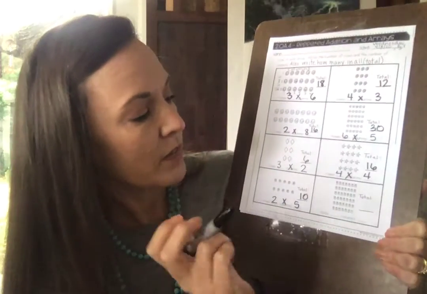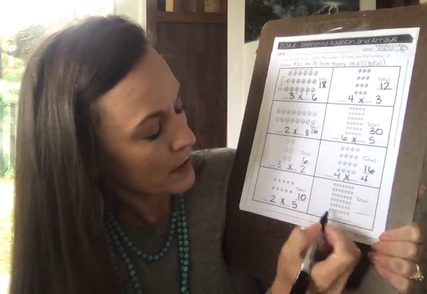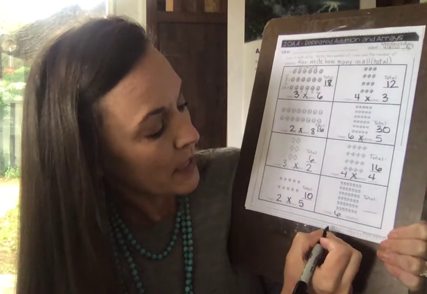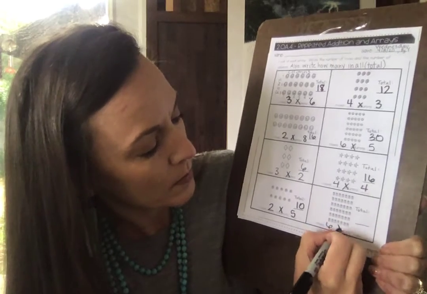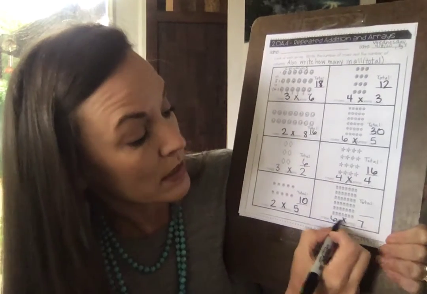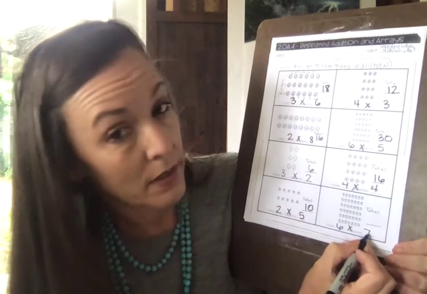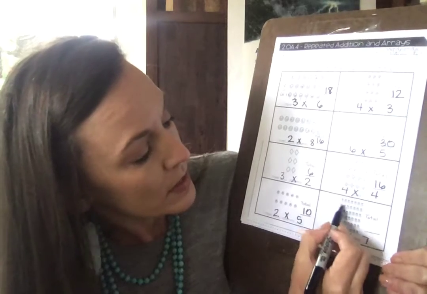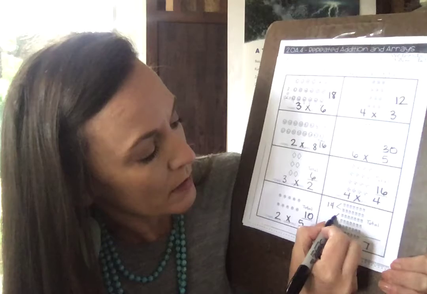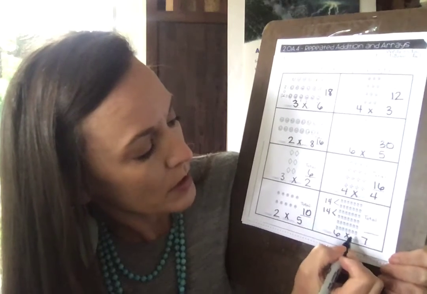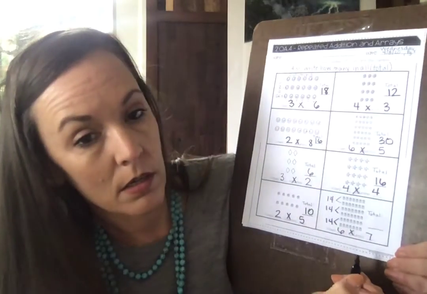Here we go. Final one. How many rows? 1, 2, 3, 4, 5, 6 rows. How many in each row? 1, 2, 3, 4, 5, 6, 7. So I'm thinking 6 times 7. This is the biggest one we've done so far. 6 groups of 7. So if there are 7 and 7, that would be 14. And another 7 and 7 would be another 14. And another 7 and 7 would be another 14.